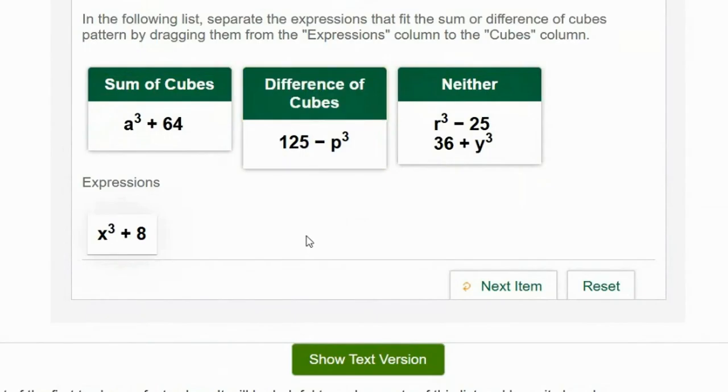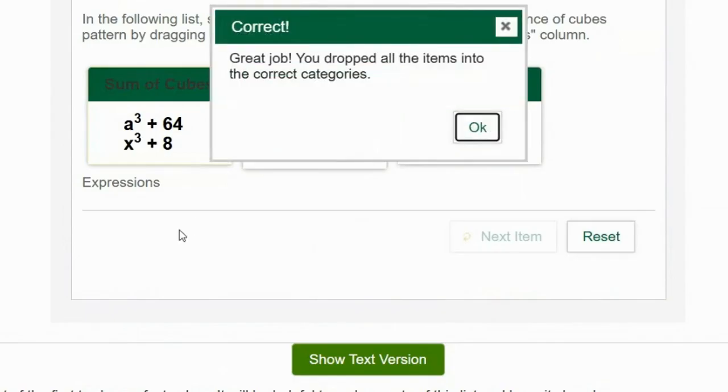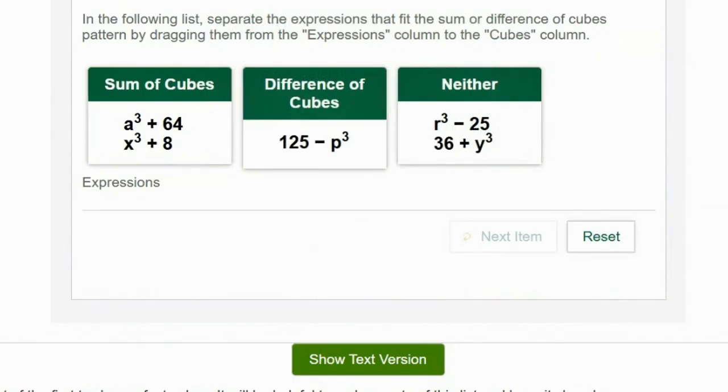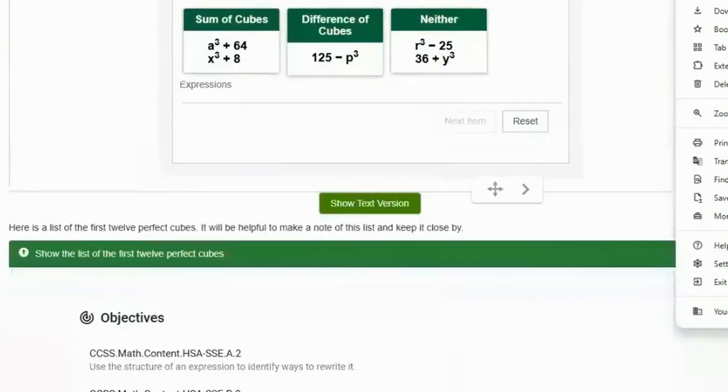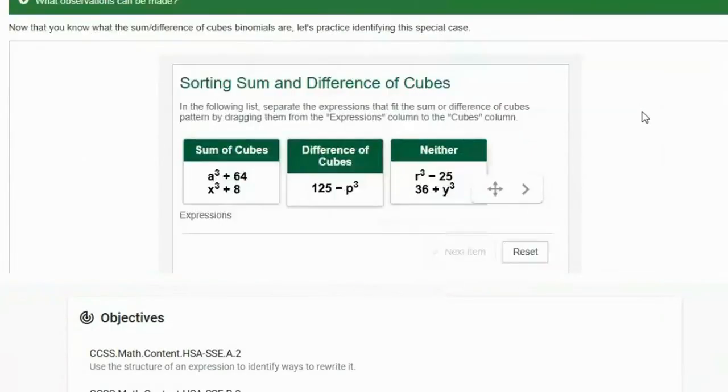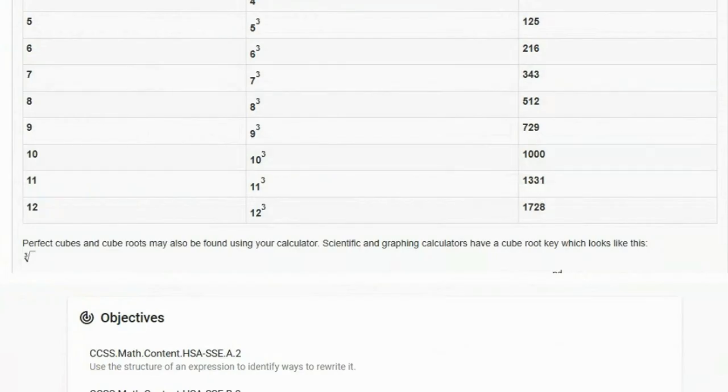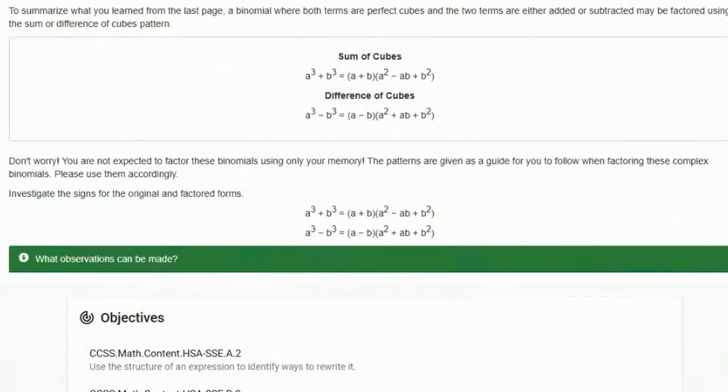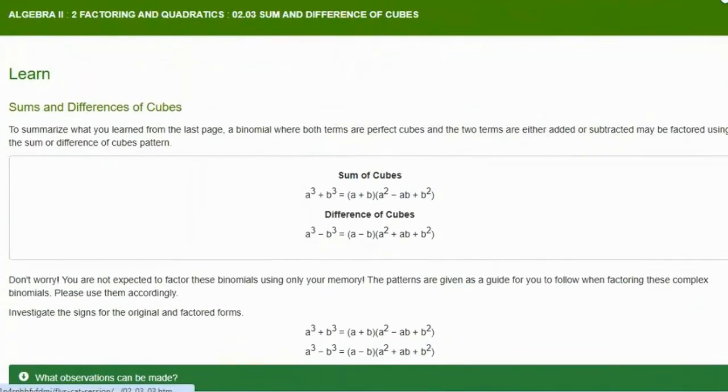What about x to the third plus 8? Is that neither, or is that a sum? X to the third, we don't have to question that. And 8 is 2 times 2 times 2. That's 2 to the third power. That is a cube. So, as long as you know how to identify that, that'll save you a lot of time in factoring. And again, they do have these right here if you want to put those in your notes, because we don't always have these memorized. We may memorize squares, but we don't often memorize cubes.